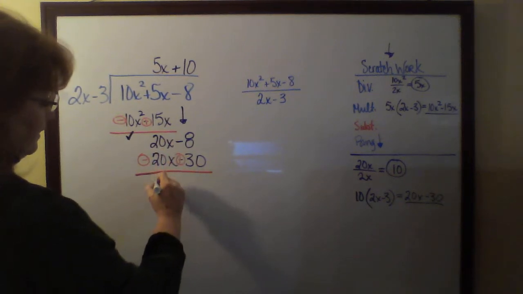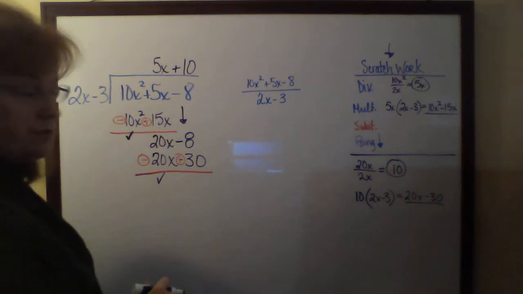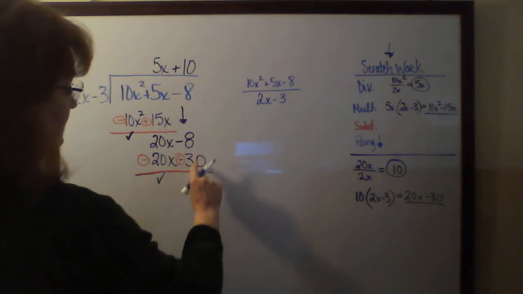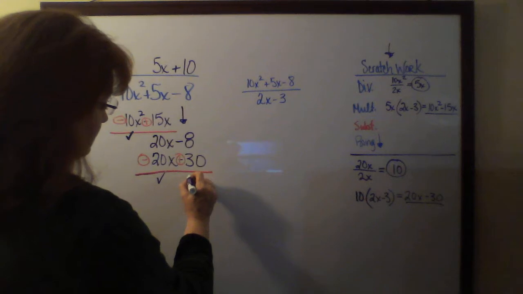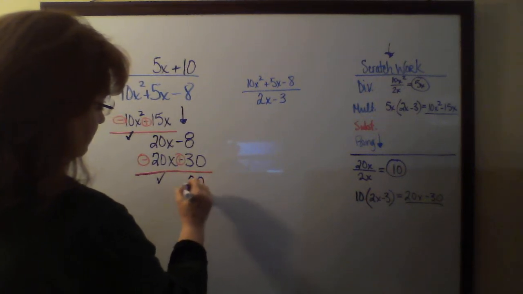Okay, so we're going to subtract now. 20x minus 20x gave us what we wanted, nothing, it cancels. But -8 now is added to 30, or 30 minus 8, whichever way you want to look at it, is going to give us a positive 22.